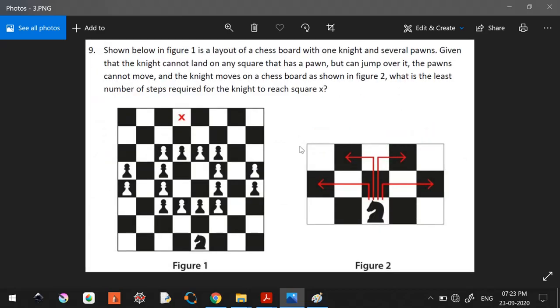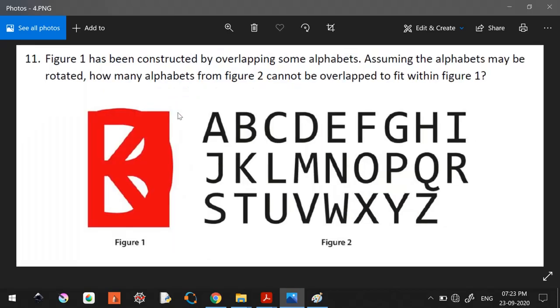And here is one question on chessboard. I have seen this kind of question coming, so I have taken this question. Given this configuration, the knight here, how many steps are required for the knight to reach this particular position? That is what we need to identify.